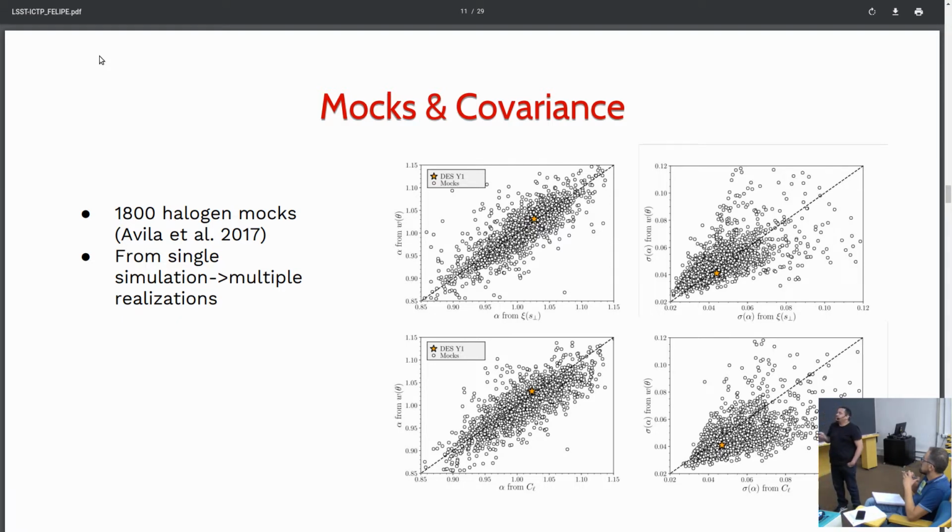Another important thing to do is generate some mock simulations. The mocks are what we use to check the covariance of our data. To do this, we use the 1800 Halogen mocks created by Santiago Avila. Halogen is a code created by him that, from a single simulation, creates multiple realizations in accordance with the initial simulation.